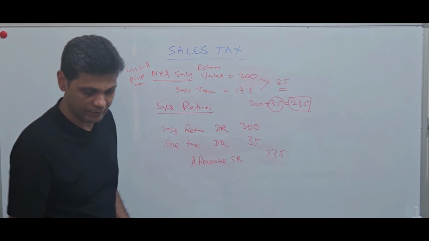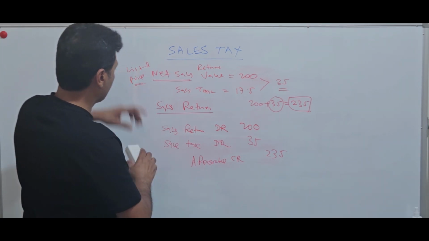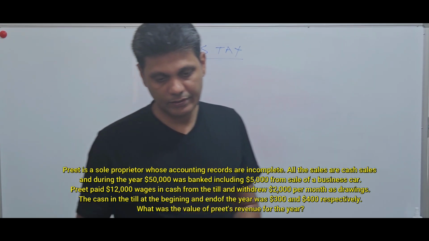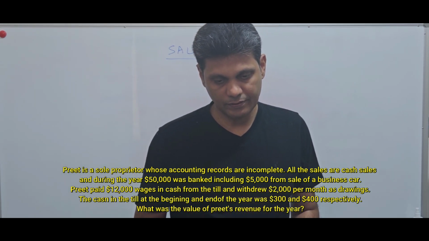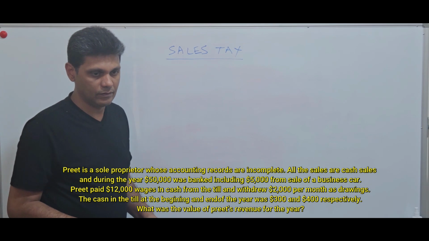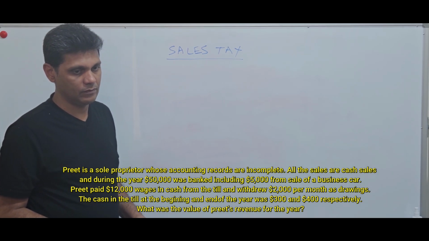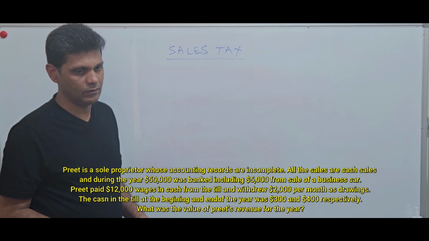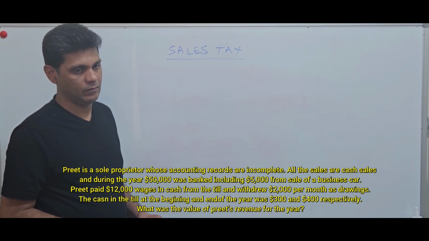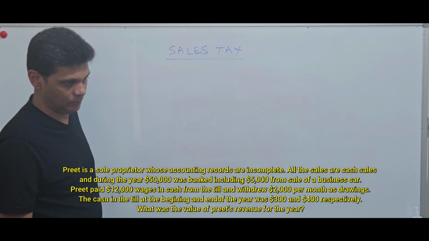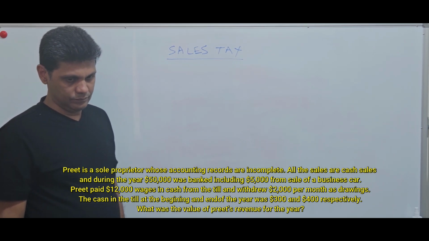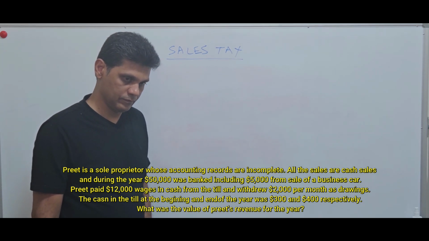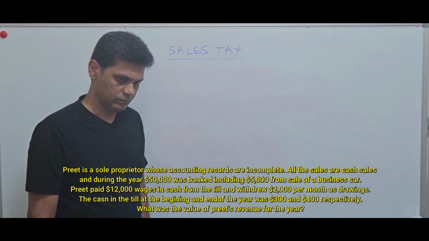No doubt. Okay, fine. So let's go to the next question. Read the question. Preet is a sole trader whose accounting records are incomplete. The sales are cash sales, and during the year, 50,000 was banked, including 5,000 from the sale of the business car. Preet paid 12,000 wages in cash and withdrew 2,000 per month as drawings. The cash in the till at the beginning and the end of the year was 300 and 400 respectively.